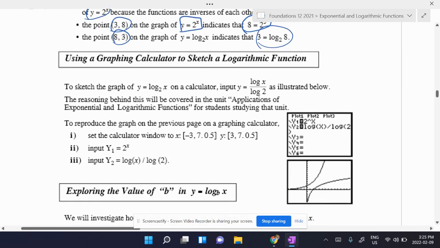When you're using your graphing calculator to show logarithmic functions, you actually put it in like this. And we'll look over what that means in a different course, in a higher level course. Okay? So you'll notice here, that's what this is. Y2 is equal to log x over log 2. That's how you put that in.